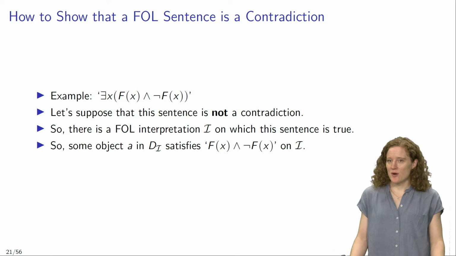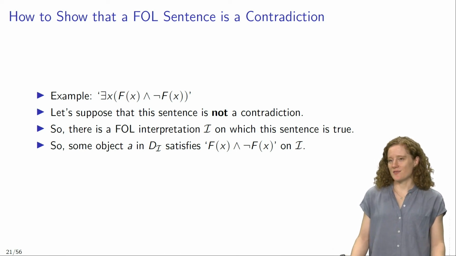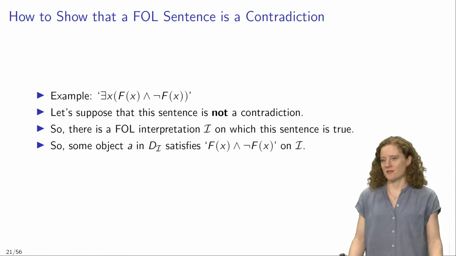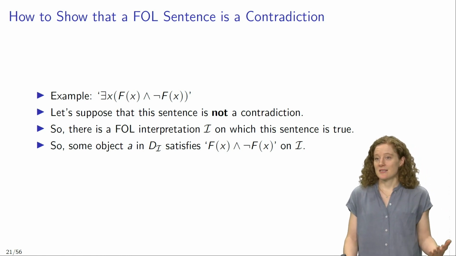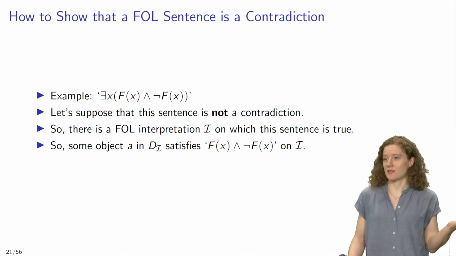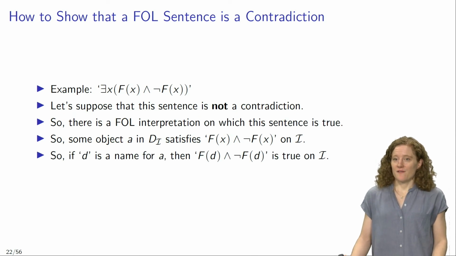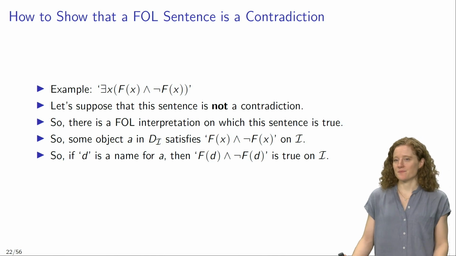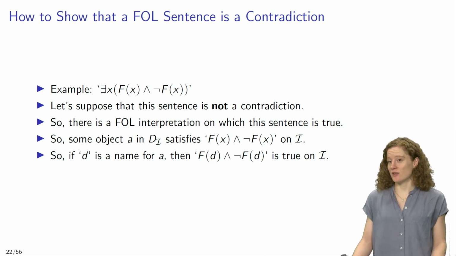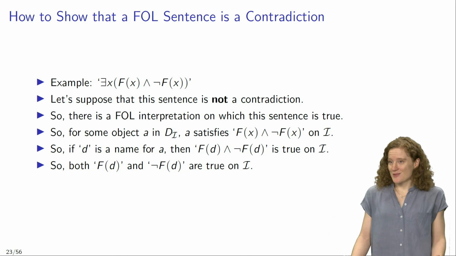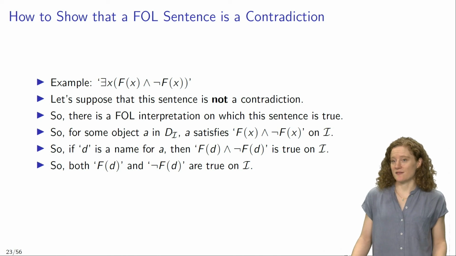And that means that some object A in the domain of I satisfies the open formula Fx and not Fx on I, since that's what's required for the existentially quantified sentence to be true on I. Now, if A satisfies the open formula Fx and not Fx on I, and if d is a name for the object A, then the sentence Fd and not Fd is true on I. Given the truth conditions for the conjunction sign, that means that both Fd and not Fd are true on I.